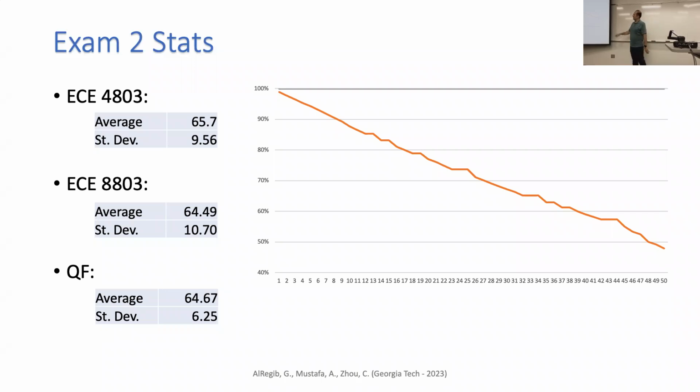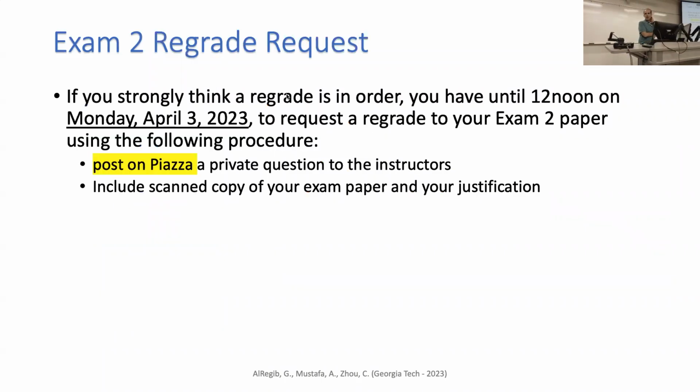Okay. Yeah, if you look at it, it is linear. Usually there is a drop at the bottom here, but there is no drop, so I think that's a good sign. So now you have 1 week until Monday.